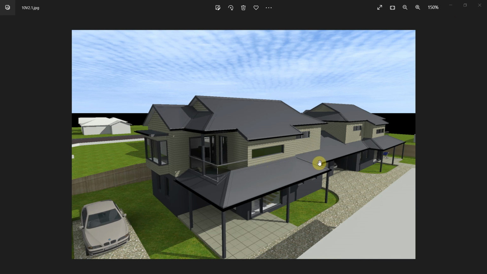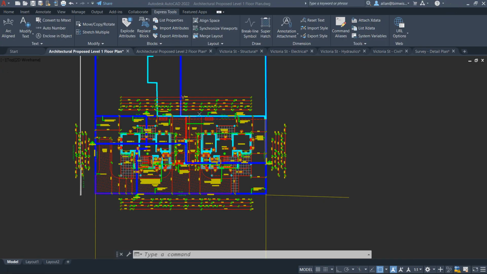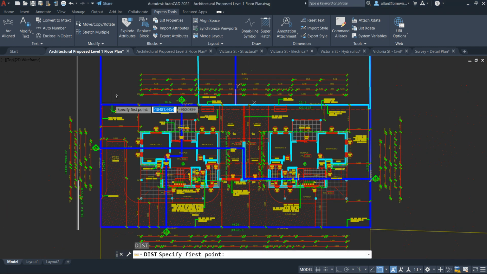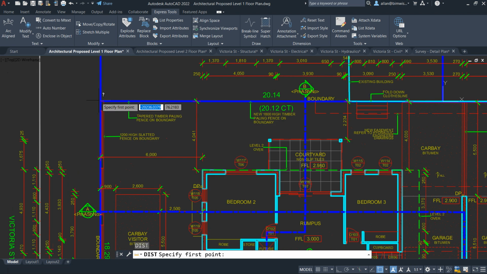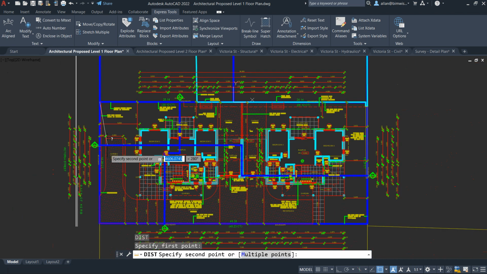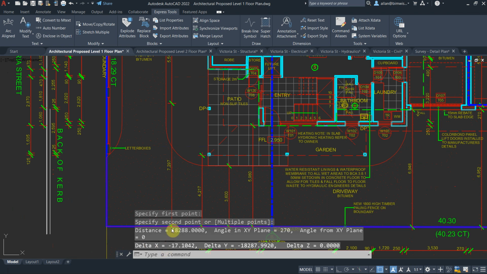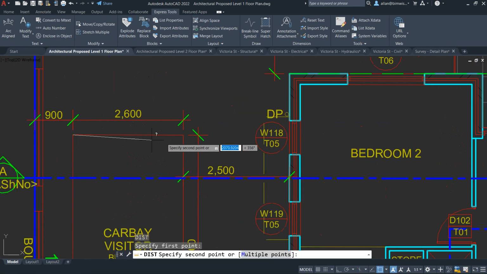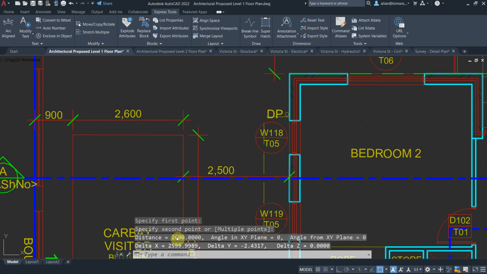It's a two-unit development and that's basically what it looks like. Going into AutoCAD, starting with the architectural drawings, they're the lead consultants. Let's do a few measurements. So I'll use the distance command, or DIST command. I'll just do the boundary first and we can see that that's 18,288. And the driveway here, so a fairly big number, that width is 2,600.